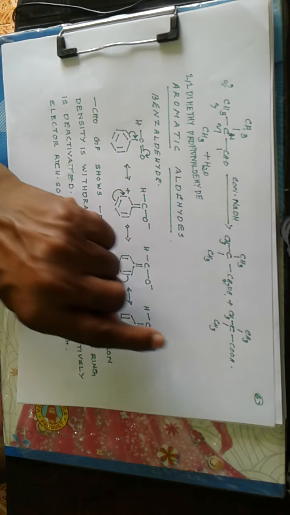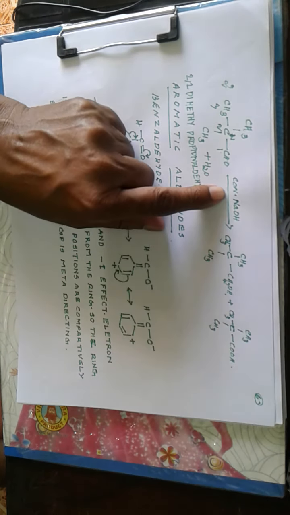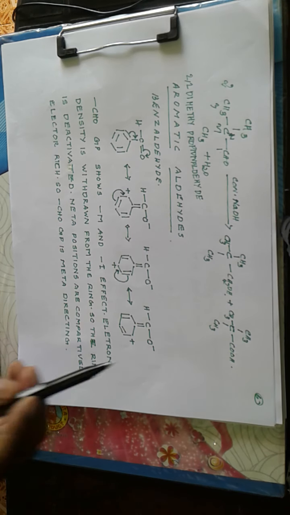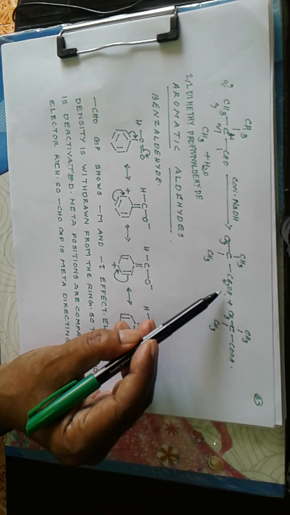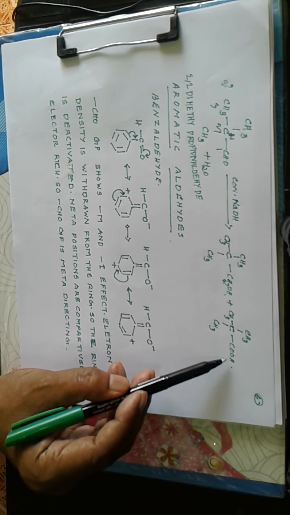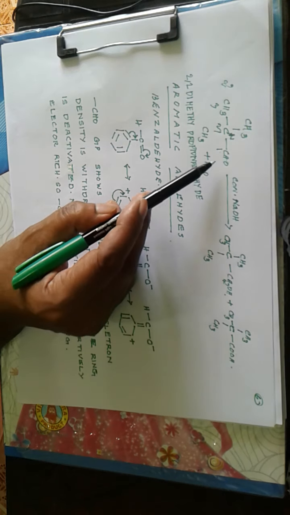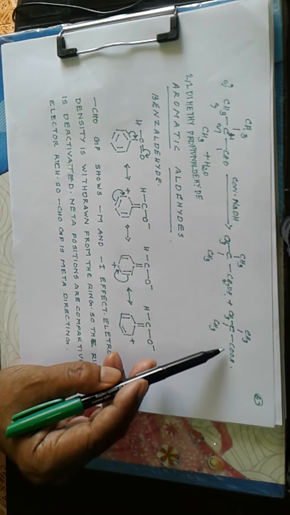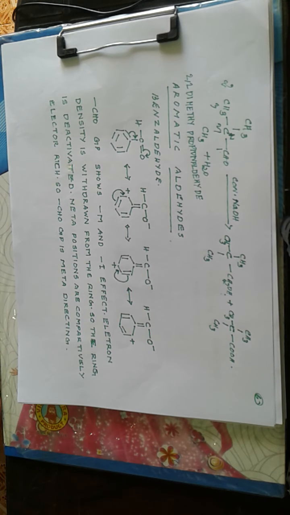Actually we get the sodium salt because we are using alkali. Now the corresponding alcohol and the corresponding acid are formed. The CHO group is getting reduced to the alcohol CH2OH and it is getting oxidized to COOH.